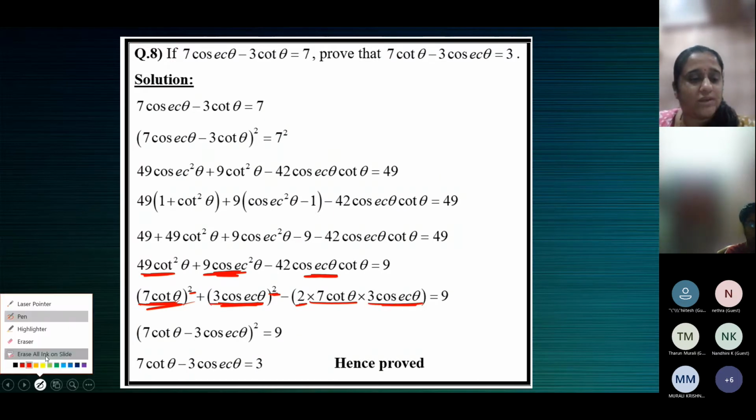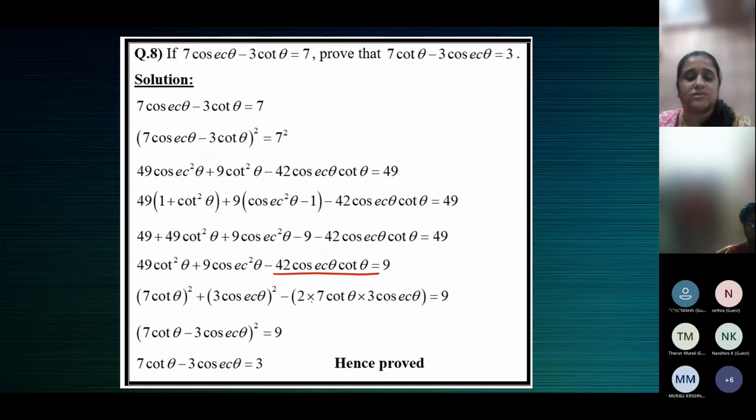And when you multiply, you will get 42 cosecant theta cot theta. See here, 7 2s are 14, 14 3s are 42 cosecant theta cot theta. So clearly, you're presenting this step.